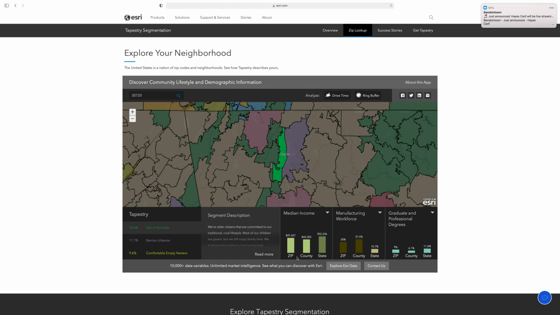It also has manufacturing workforce. Maybe it does give us 3, or it just chooses one. You can say heavy manufacturing in the county and a zip code much more than the state. And then the state has almost 12% of people with graduate and professional degrees. That would be master's degrees or doctoral degrees.